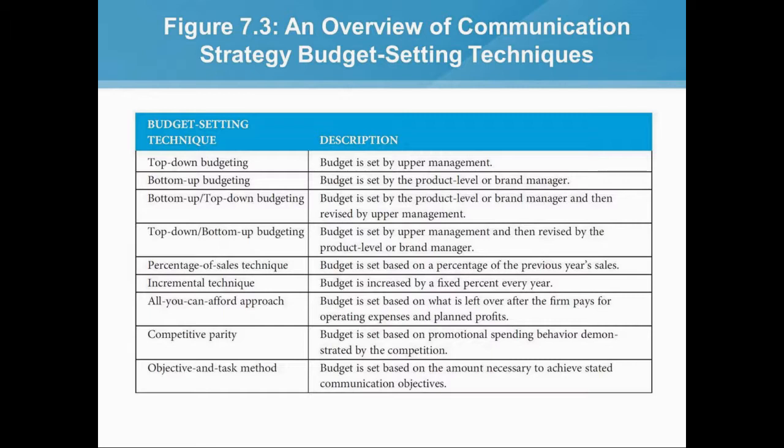This method entails 3 steps. Step 1, defining the communication objectives along the services marketing communication funnel that we just discussed. Step 2, determine the tasks needed to achieve these objectives. Step 3, estimate the cost of the program. The estimated costs become the basis for the promotion budget. Of course, a firm's financial position and estimated returns on these investments need to be integrated as well.